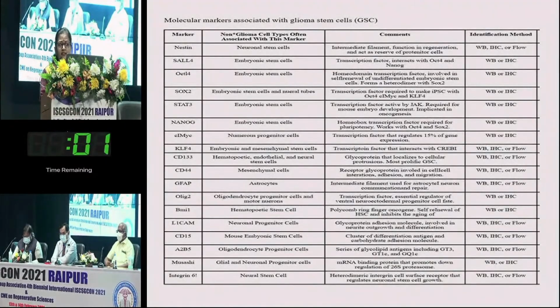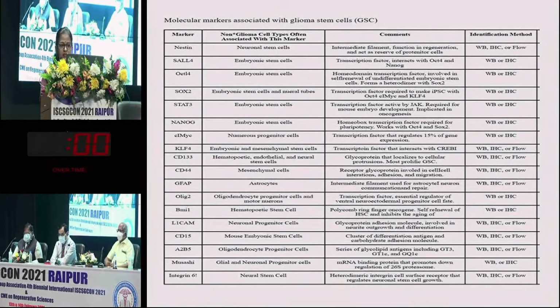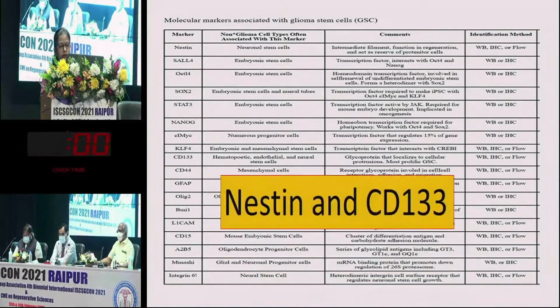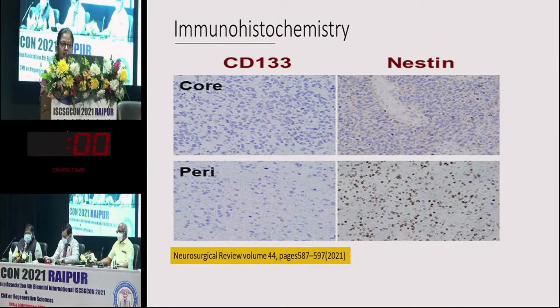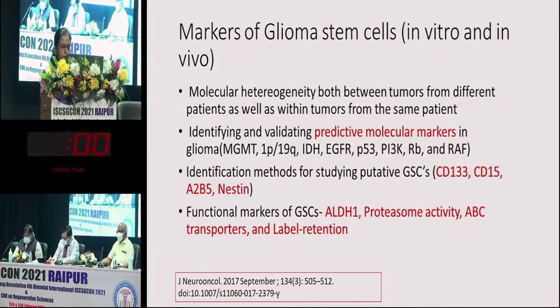Similarly, there are several markers which are associated with glioma stem cells, but not all are important. The very important markers are Nestin and CD133. These are markers which are very easily identified on immunohistochemistry performed on these brain tumors. So the markers of glioma stem cells are several, and not all of them are important or viable in the clinic, but Nestin and CD133 are reliable and present in the market.